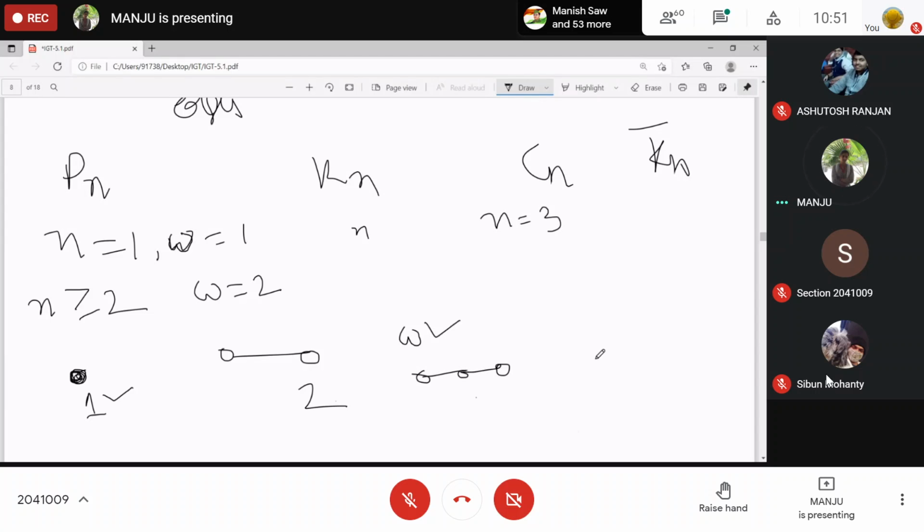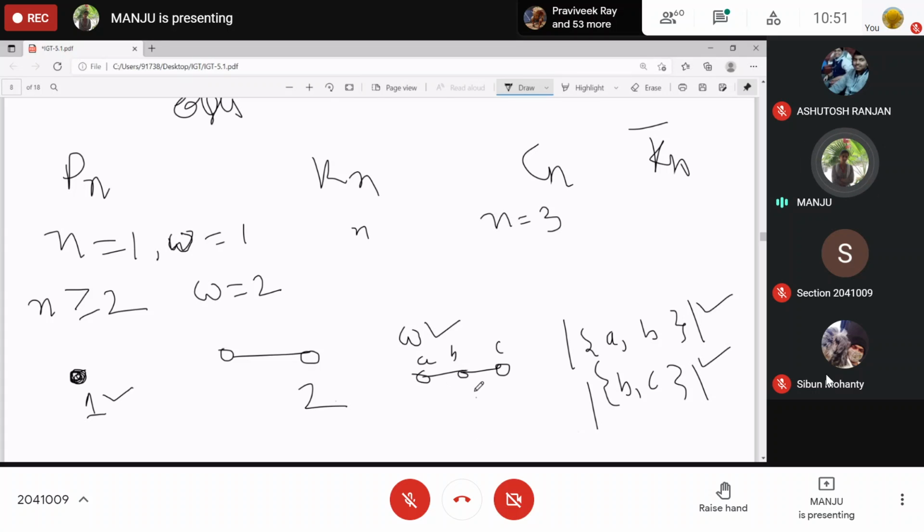In this one, maximum pairwise adjacent vertices. The number of these sets can be any. For example, this one with this one, this one with this one. Okay, you can take A, B, and B, comma C. So there is one set, this one, another set, B, comma C, right? 2 maximum cliques exist. What is the cardinality? That is your omega. What is omega over here?